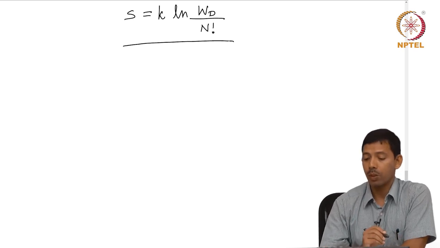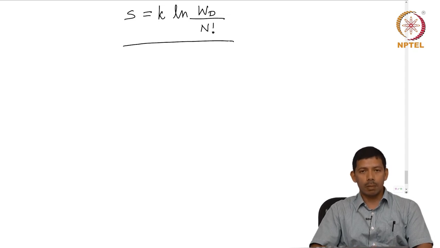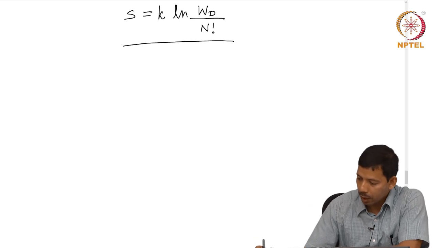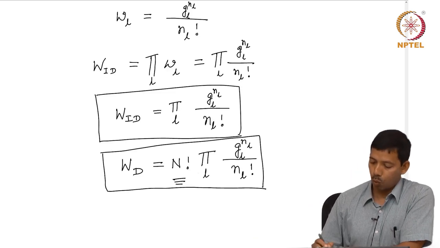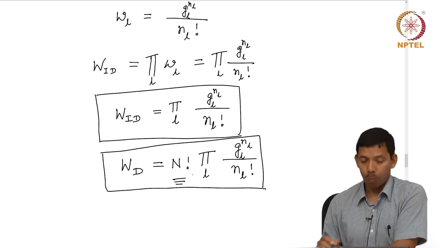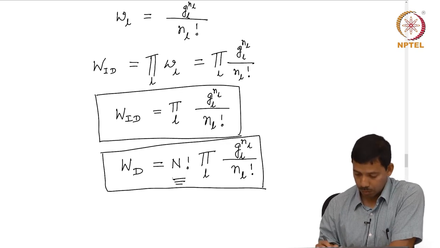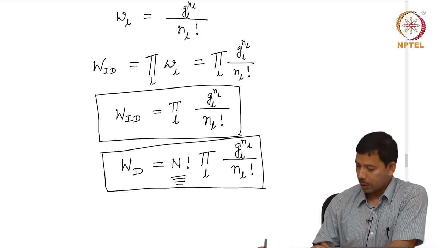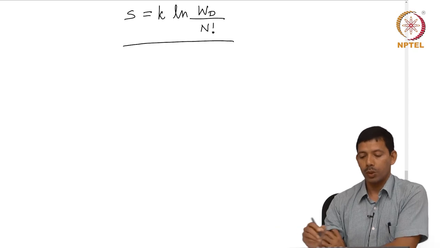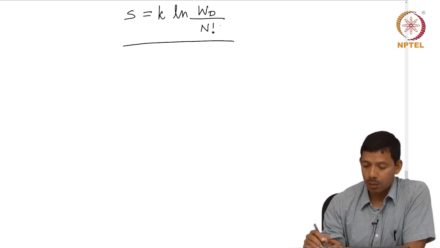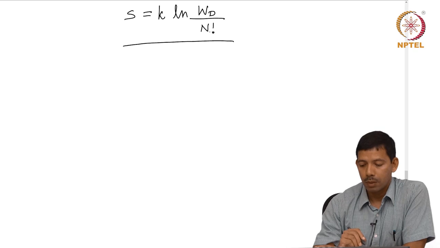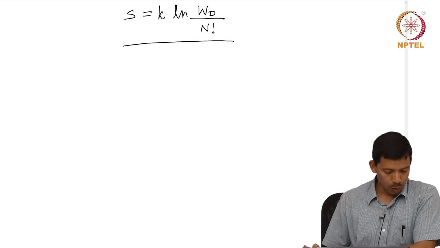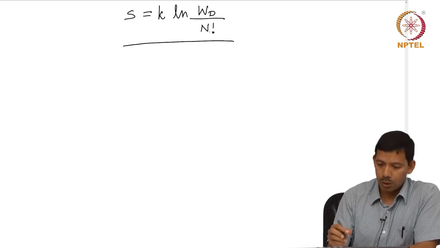Previously it was S is equal to k ln W, or rather W D, but since we have seen that distinguishable particles are overcounted compared to the indistinguishable particles because of the n factorial term, therefore, in the next expression of entropy, we divide W D by n factorial. So now let us see. So this is S corrected.